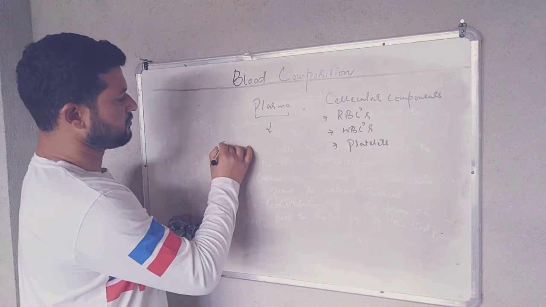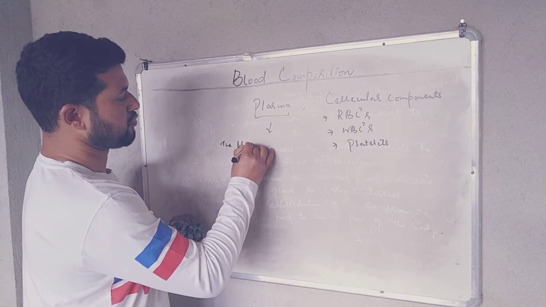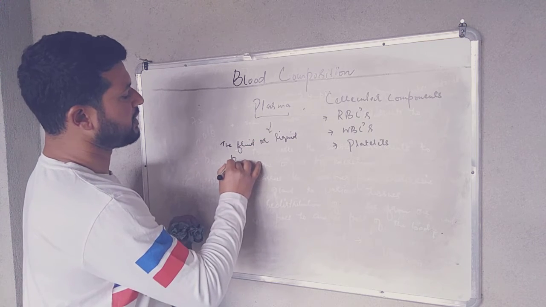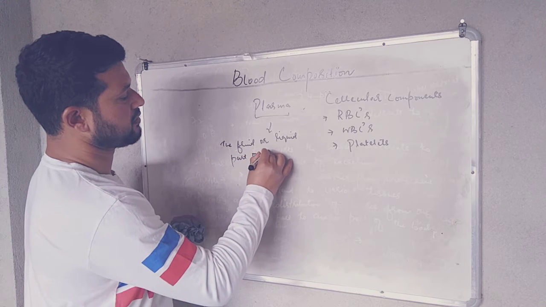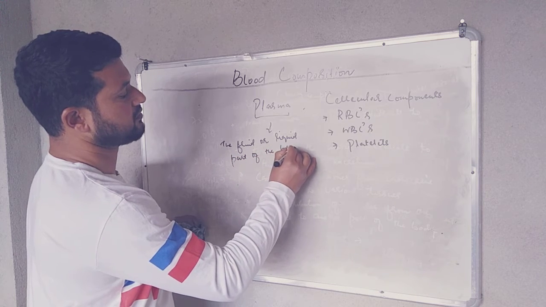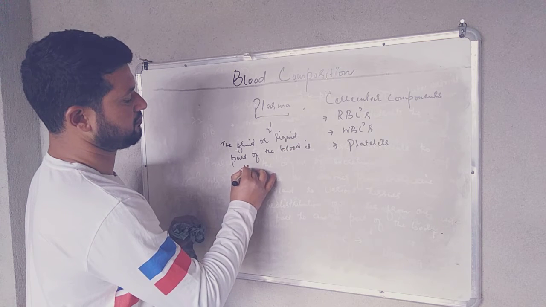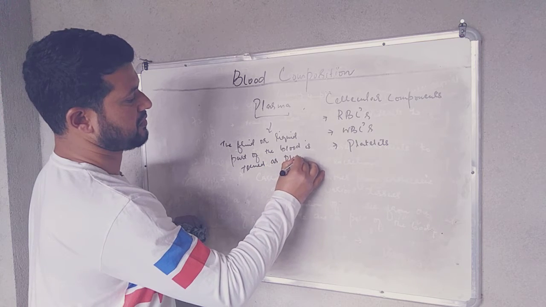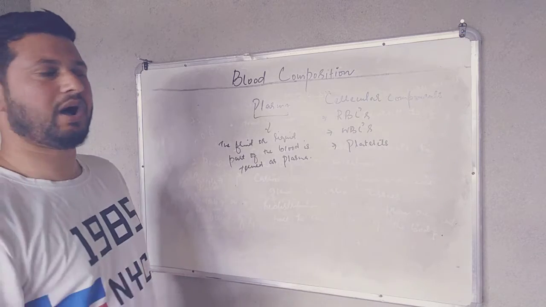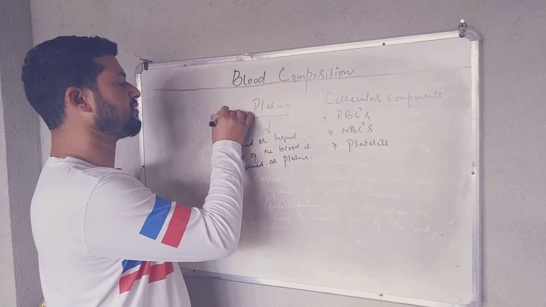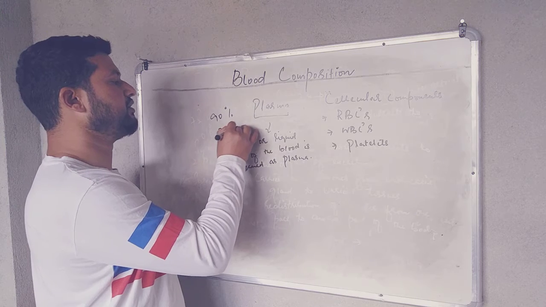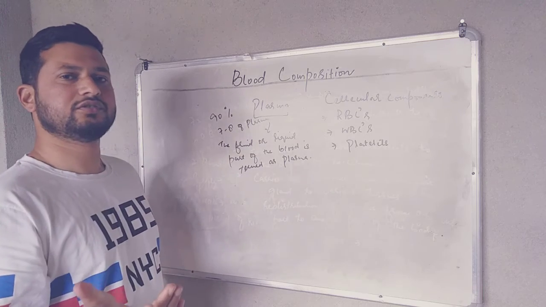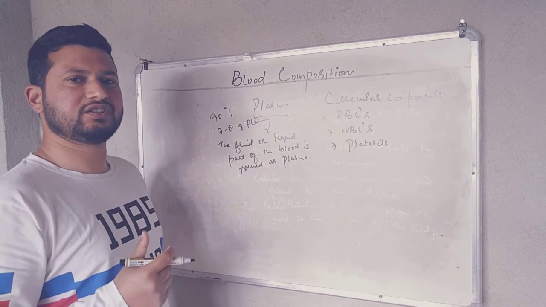The fluid or liquid part of the blood is termed as plasma. This plasma contains about 90% of water, 7-8% of plasma proteins, and the rest of the hormones, inorganic salts, etc.